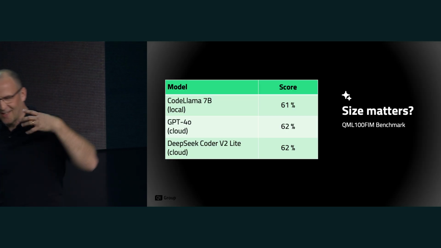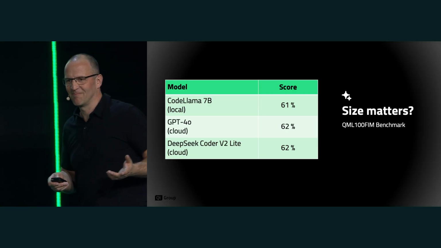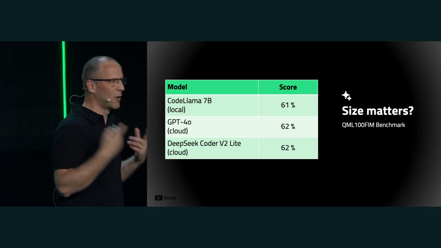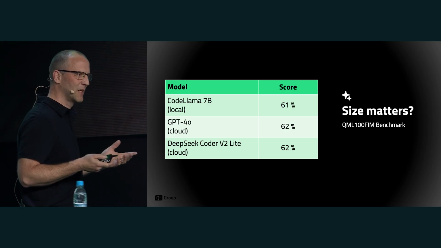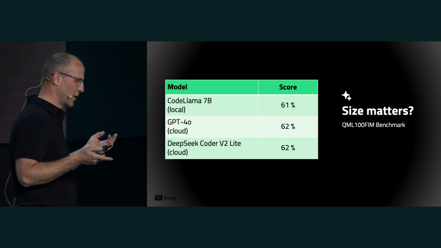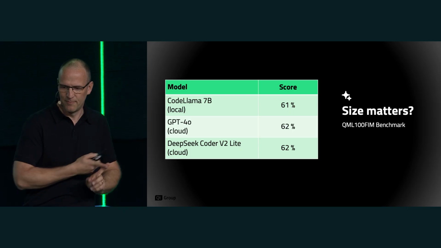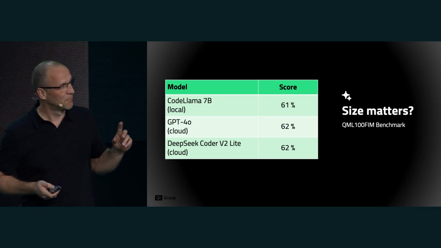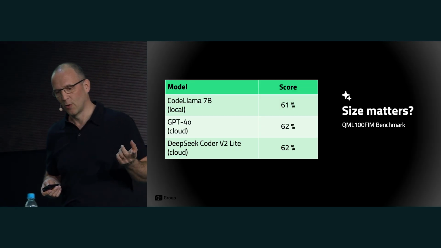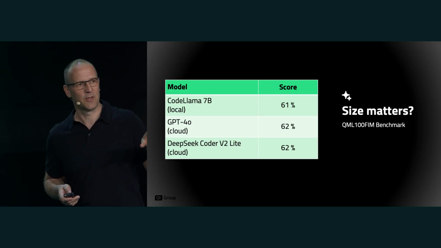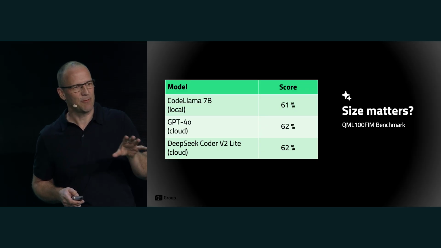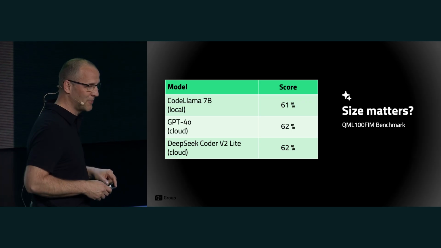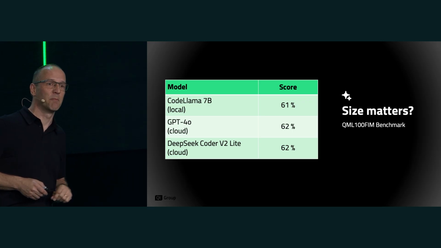So size matters, right, or not? Well, in terms of LLMs, it's not that clear. What you're seeing here is that a locally running CodeLlama 7B, 7 billion parameters, pretty small, or a DeepSeek Coder version 2 Lite, also with only a few billion parameters, running either in cloud or locally, they are as good in writing QML code as GPT-4o. I don't know how many billion parameters GPT-4 has, but if it's less than 200 billion, it would surprise me.